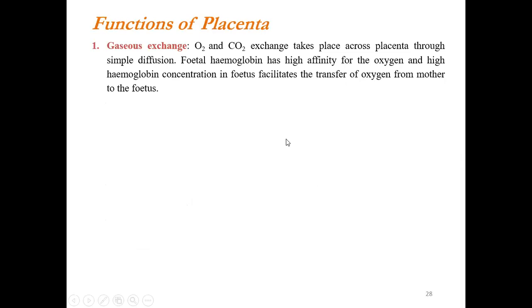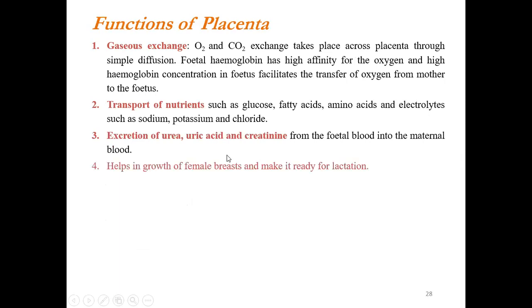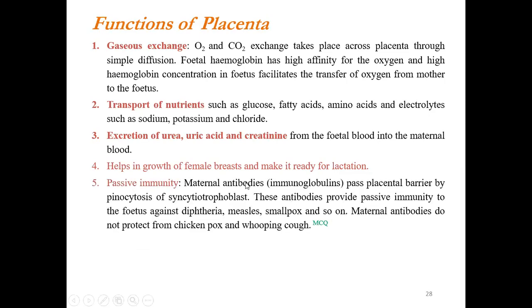Now what are the functions of the placenta? Firstly is the gaseous exchange, the oxygen and CO2. Gaseous exchange occurs along the placental barrier. Then the transport of the nutrients, excretion of urea, uric acid and creatinine from the fetal blood. Then it helps in getting ready for lactation because it secretes human placental lactogen. Then passive immunity, maternal antibodies pass the placental barrier by pinocytosis of syncytial trophoblast.